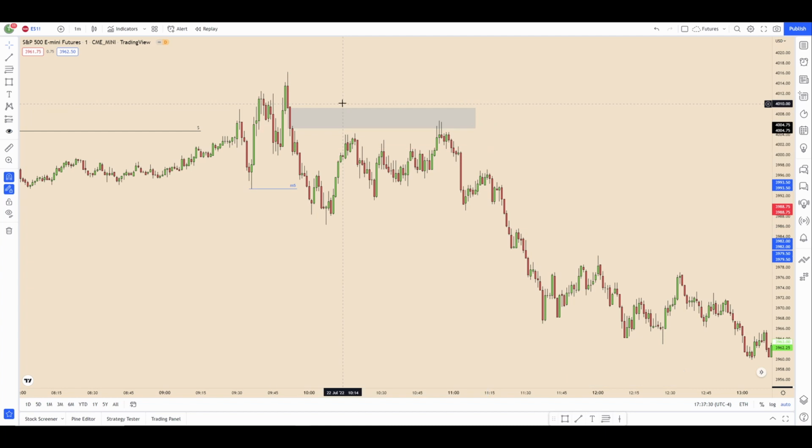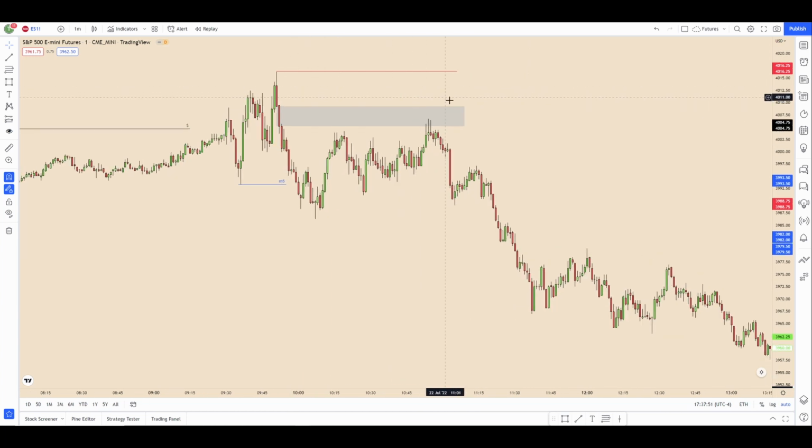Now, where do you put your stop? Well, you have two options, like I said. You can use the high of the candle that made it, or you can also use the short-term high. That is up to you. It depends if there's imbalances above it, other things like that.